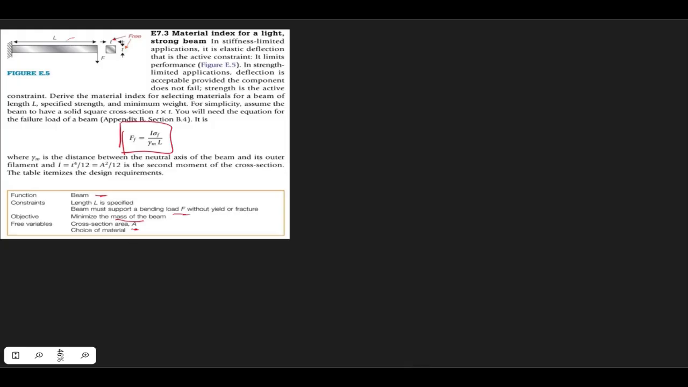Material index. So step 1, which is what? Derive the objective function. That's step 1. So for step 1, our objective function is what? Minimizing mass. So mass is equal to what?